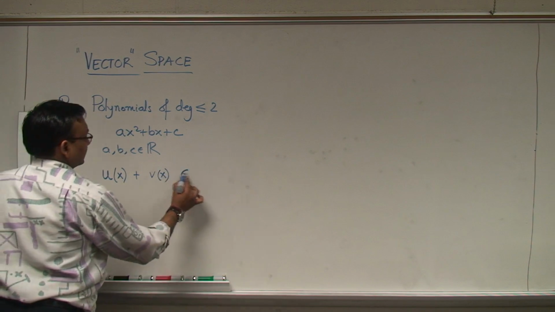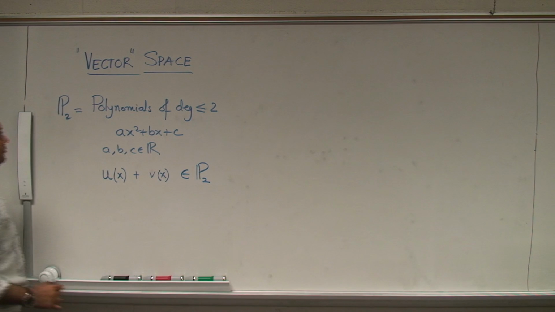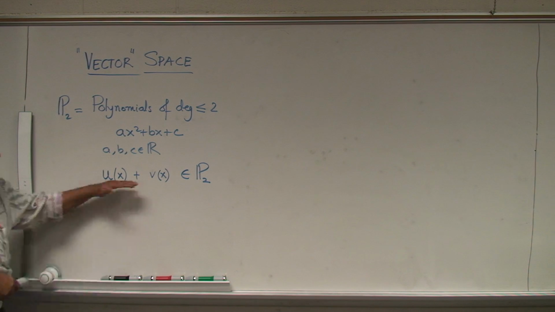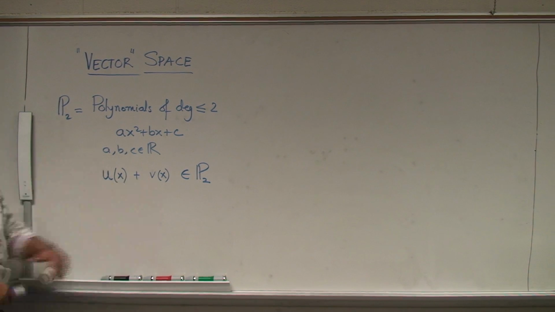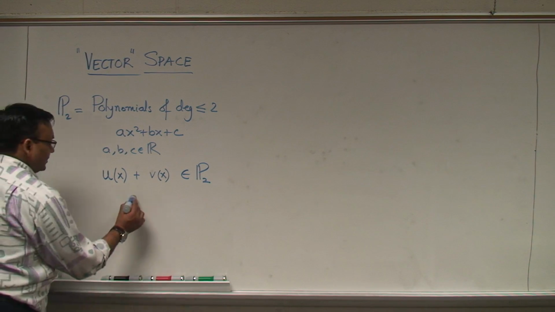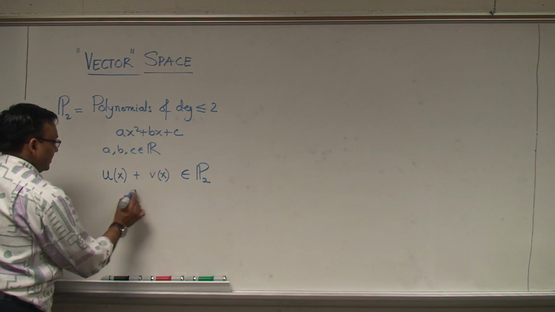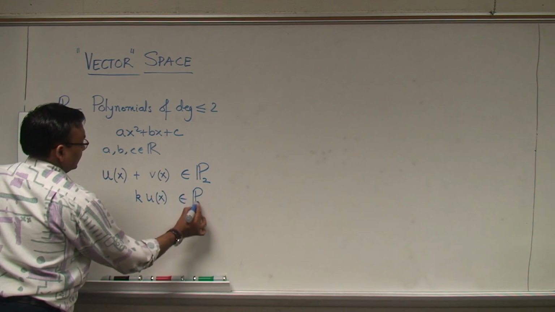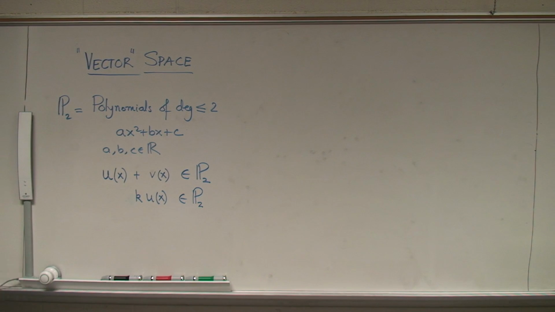Can I say u(x) plus v(x) will still belong to P2, polynomials of degree less than or equal to 2? Remember, the way you add polynomials, you will collect the coefficient of x squared, collect the coefficient of x, collect the constant terms, add them, make them look pretty. So can I say that the new polynomial that I will form will still have degree less than or equal to 2? There will be no x cubed term coming anywhere. Can I say if I take any scalar k and multiply it to a polynomial, the new polynomial I will get will still be in P2?